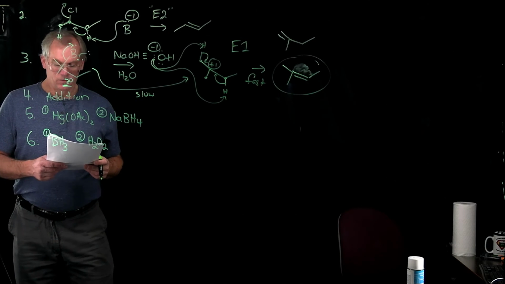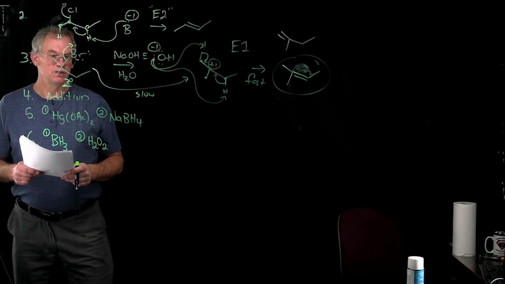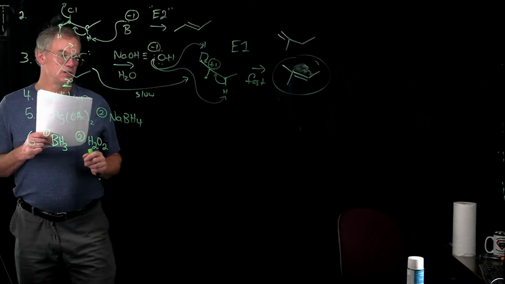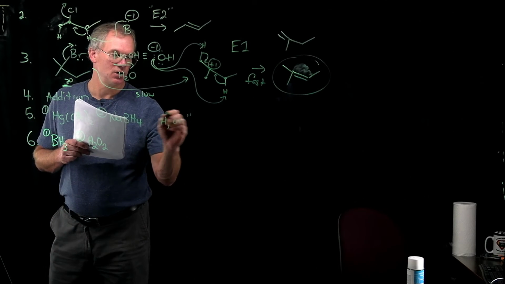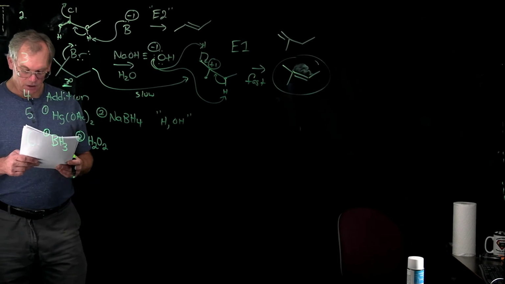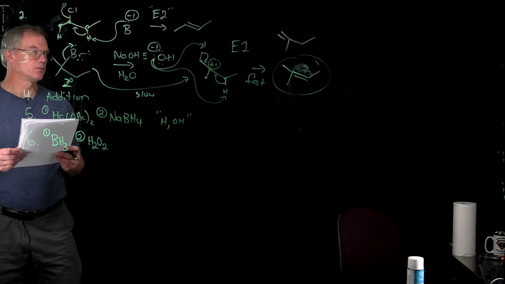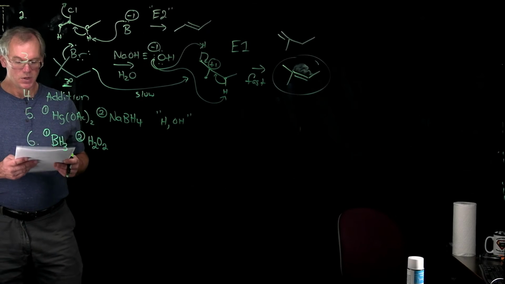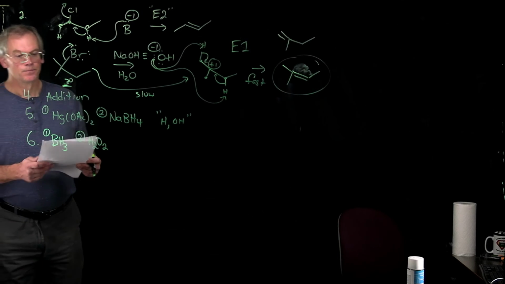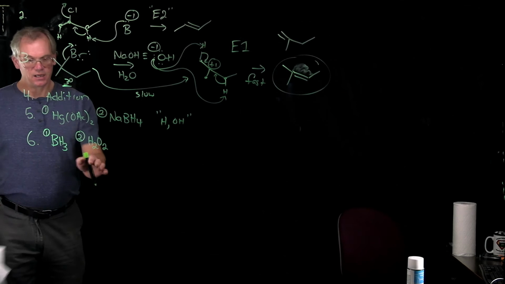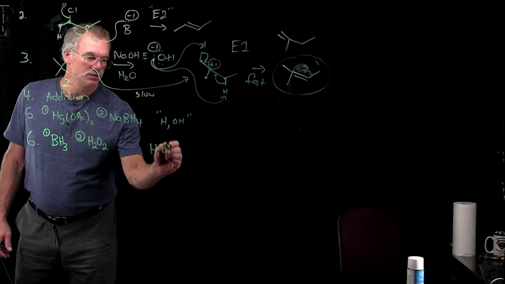Number 4, alkenes generally react by addition. Number 5 is just saying, do you know oxymercuration, demercuration results in overall addition of H and OH to an alkene in a Markovnikov fashion? And number 6, the reagents for hydroboration oxidation are BH3 and THF, then BH3 and H2O2, which results in anti-Markovnikov addition of water across the double bond.